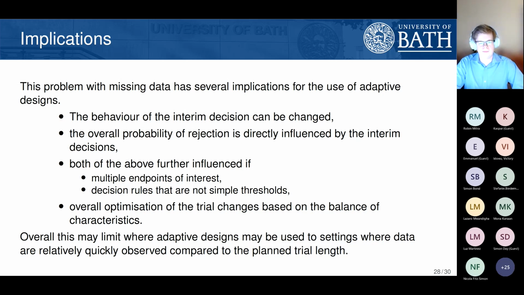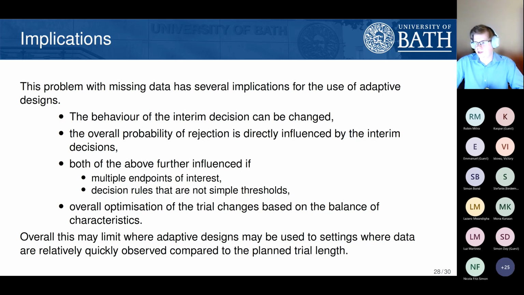If you've got multiple endpoints or multiple things that you're concerned with as outcomes of the trial, you may no longer have a simple threshold problem. And so it's not as simple as saying we want to fix this probability, because your threshold may not be essentially what we have here, which is a flat line. Your threshold may interact between your multiple endpoints or your multiple outcomes of the trial. And this then impacts overall optimization.